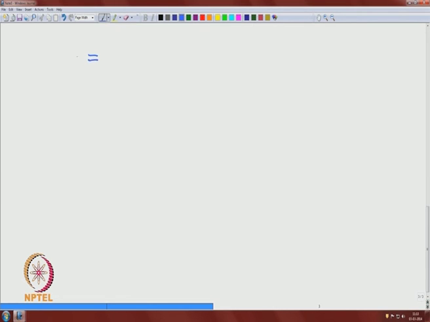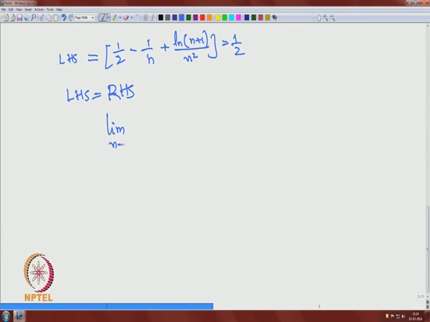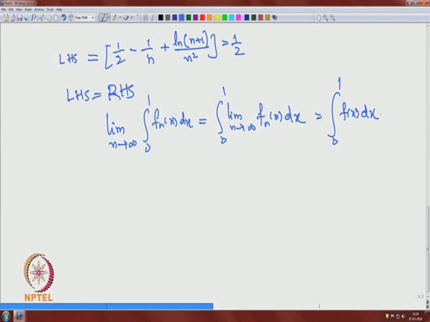Okay, so the LHS is 1 by 2 minus 1 by n plus ln of n plus 1 by n square, which is half. So, the RHS is equal to half, okay, LHS is equal to RHS. So, therefore, this verifies that limit n goes to infinity integral 0 to 1 fn x dx is equal to integral 0 to 1 limit n goes to infinity fn x dx, which is of course equal to integral 0 to 1 f x dx. So, the conclusion is that the theorem is verified.